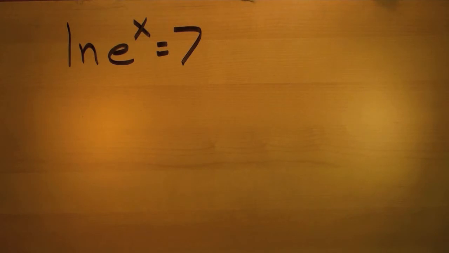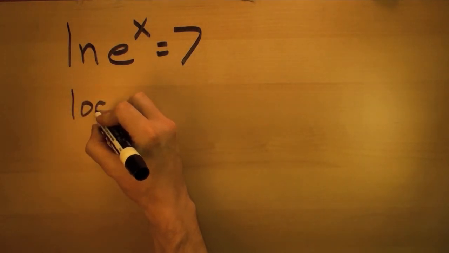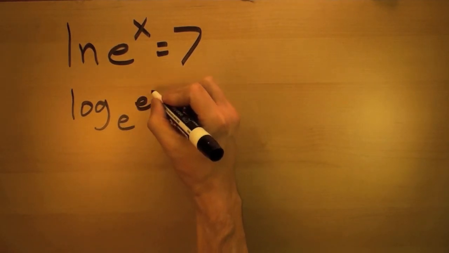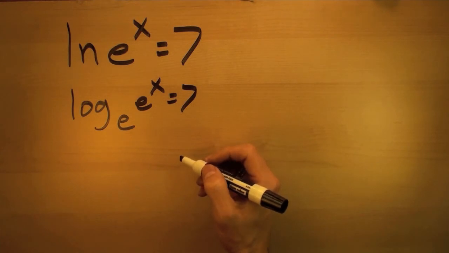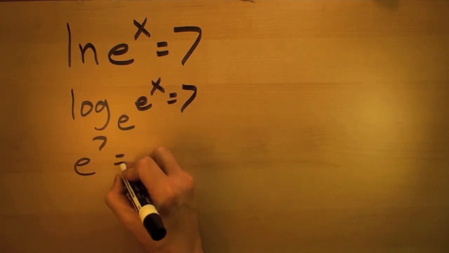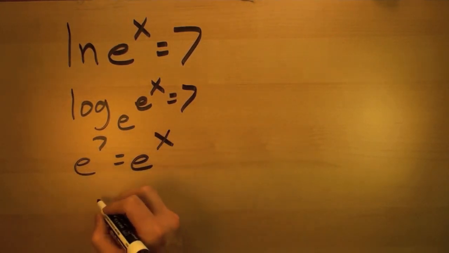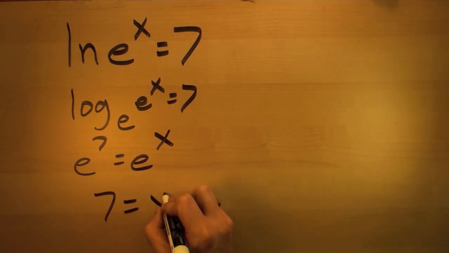For equations with natural logs, we follow the exact same steps. So keep in mind that this is really log base e of x equals 7. So when we convert this to exponential form, we get e to the 7th equals x. So 7 equals x.